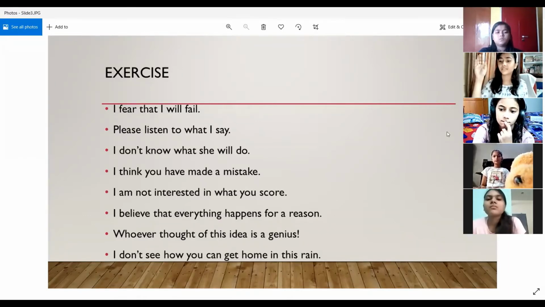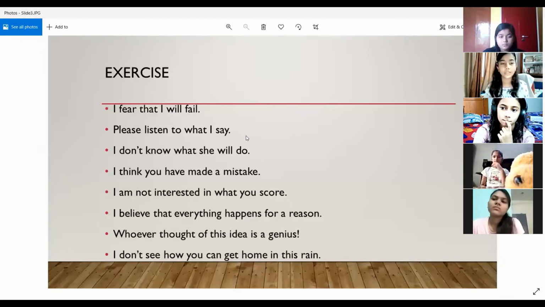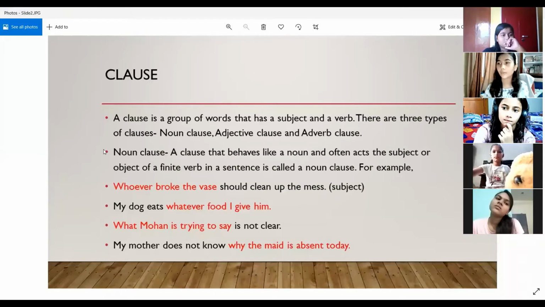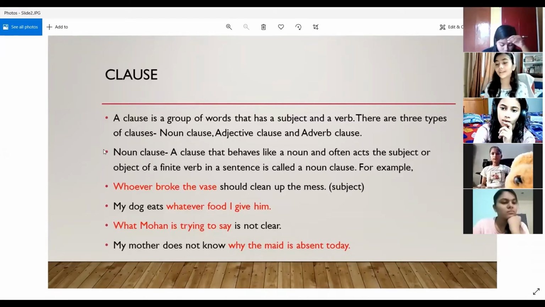Okay, Shubhangi. Yes, start. Sir, I have a doubt. I needed to ask that. Okay, sure. In the first slide there is a sentence that whoever broke the vase should clean up the mess. So sir, here there are two verbs, broke and clean. So sir, how will we distinguish which is a phrase and which is a clause?